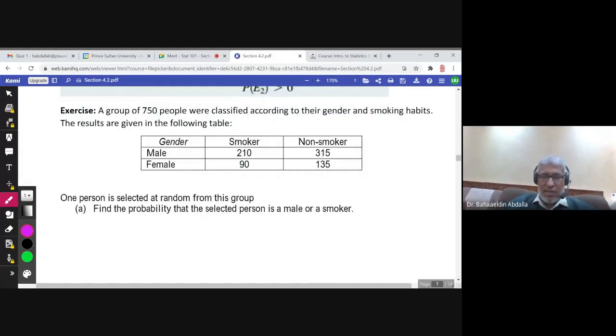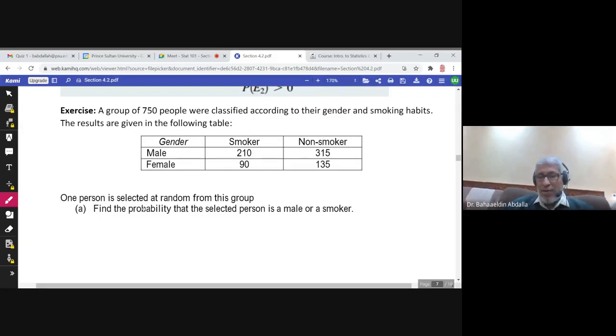Let us take this exercise, and it would be the last thing we do today, inshallah. A group of 750 people were classified according to their gender and smoking habits. So there are two variables: gender, male or female, and smoking habits, smoker or non-smoker. The results are given in the following table. So 90 here means what? 90 means there are 90 female smokers. And 315 non-smoker males are there in the group.